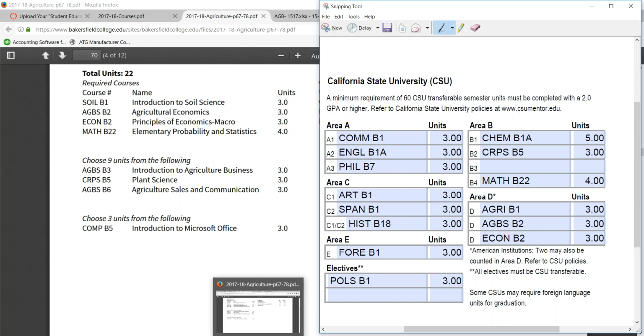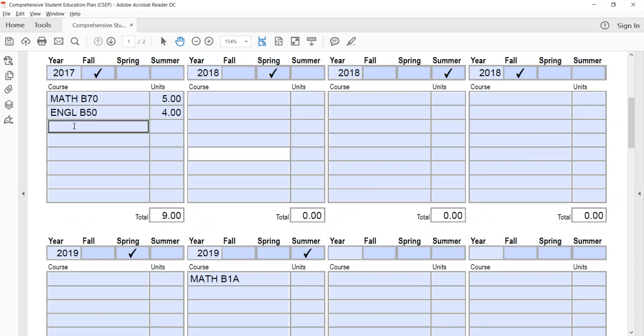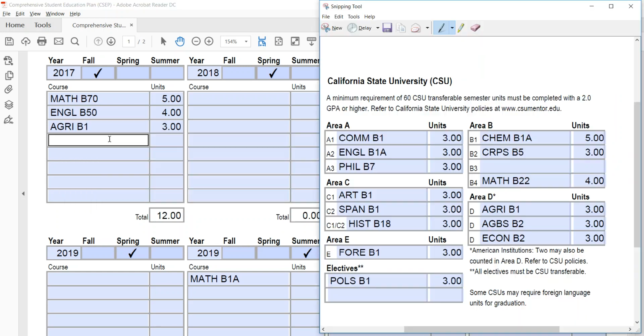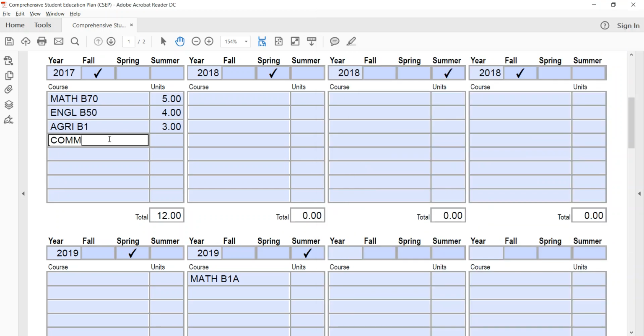classes. So with my math and English, I think that I am also going to take this class, right? You guys are all in this class right now, so I'm going to plop that in there. And then I am also going to, let's see, in this one, let's go ahead and get communications out of the way.